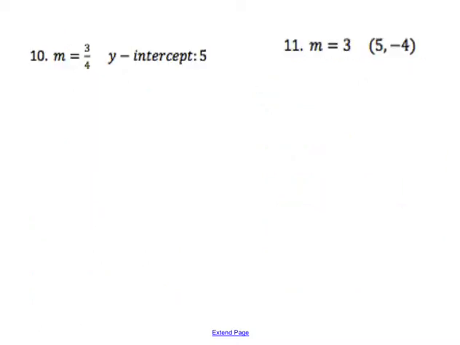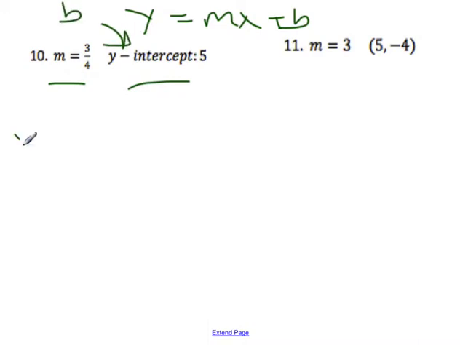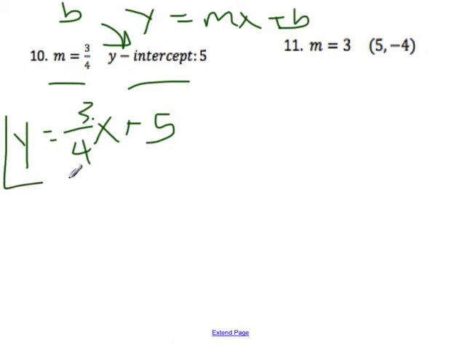Last but not least, we are supposed to put these in slope-intercept form. Now remember that slope-intercept form is y is equal to mx plus b. Well, we can very easily just put this into slope-intercept form. Remember that b is the y-intercept. So all we have to do is plug that in. So m is 3/4 and then x, and then the y-intercept is 5. So this right here is your slope-intercept form for number 10.